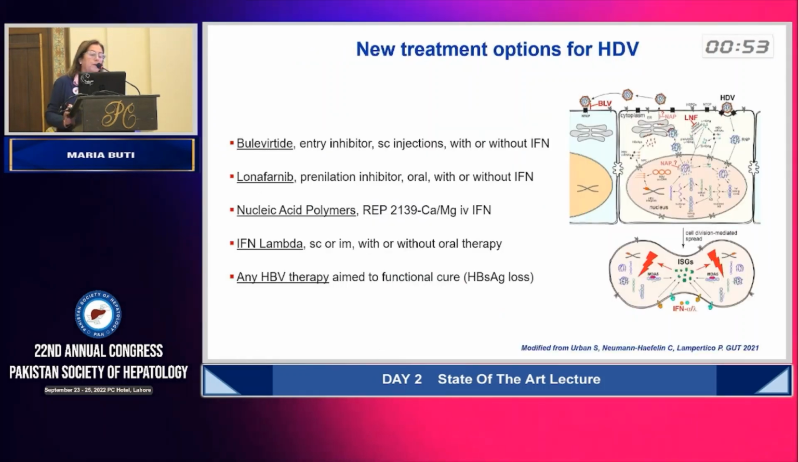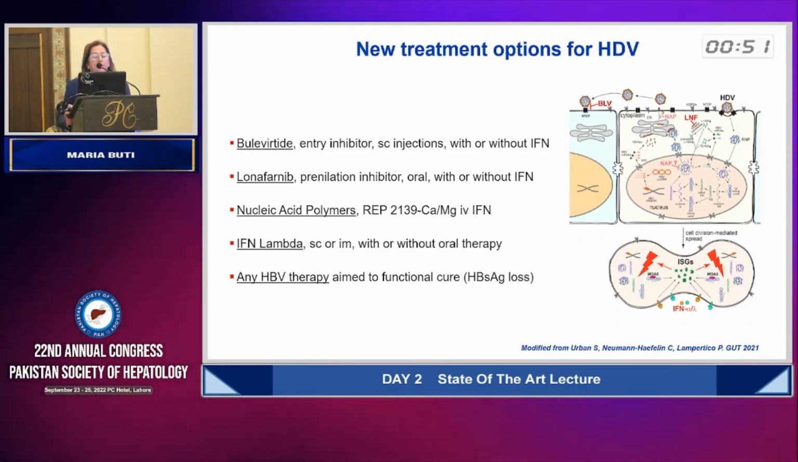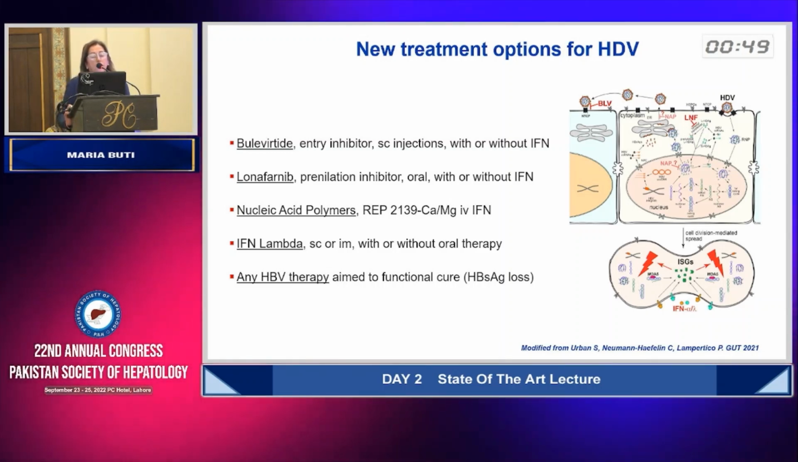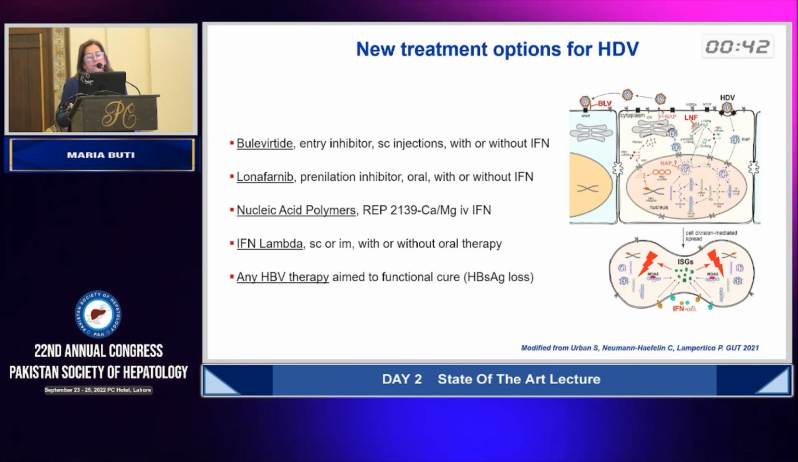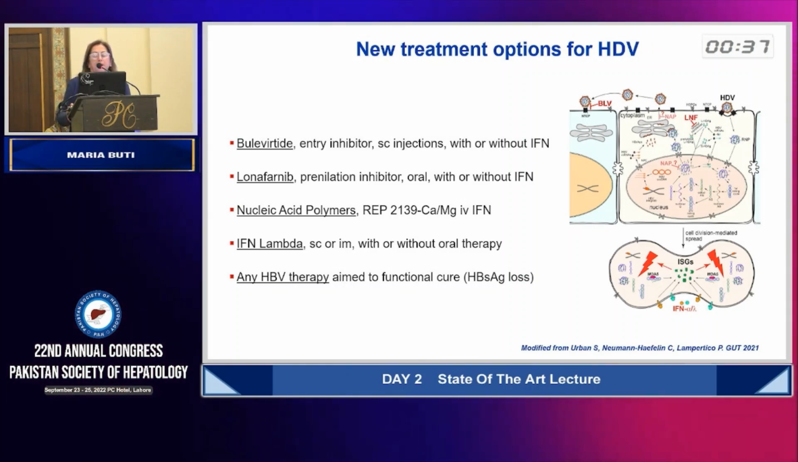And finally, I would like to finish by just mentioning the nucleic acid polymers, the interferon lambda, and other drugs in development for hepatitis B that can be useful also for hepatitis delta.